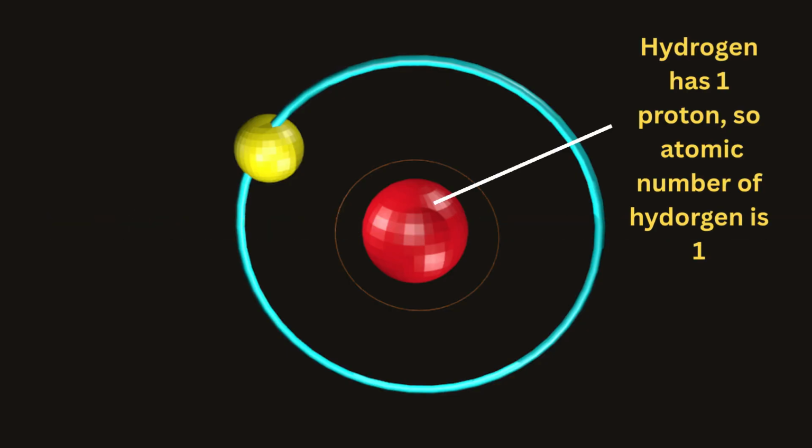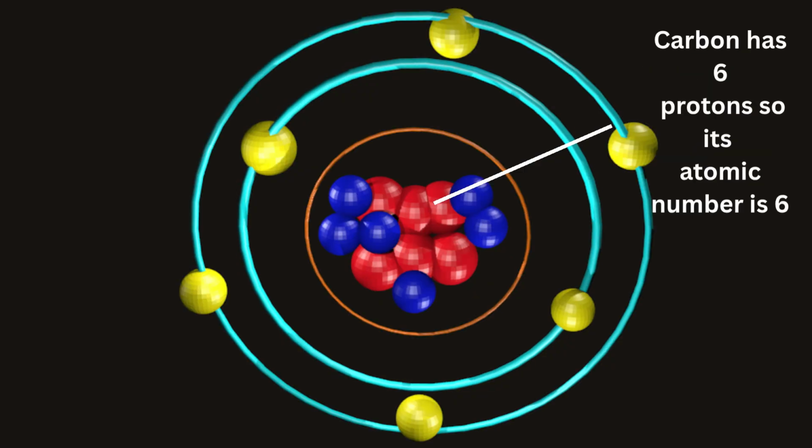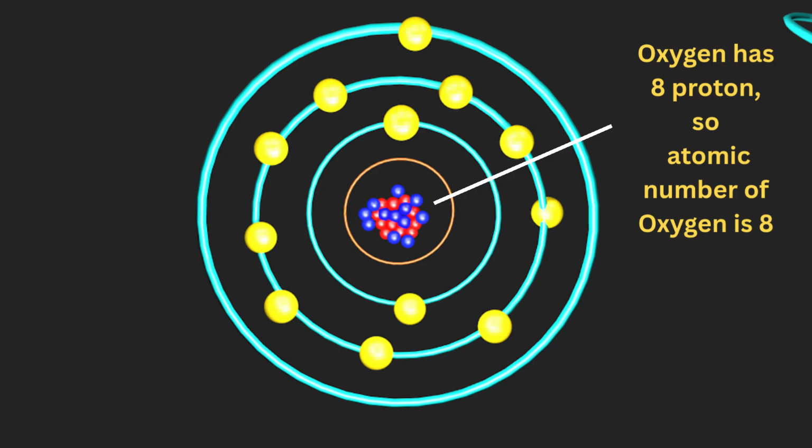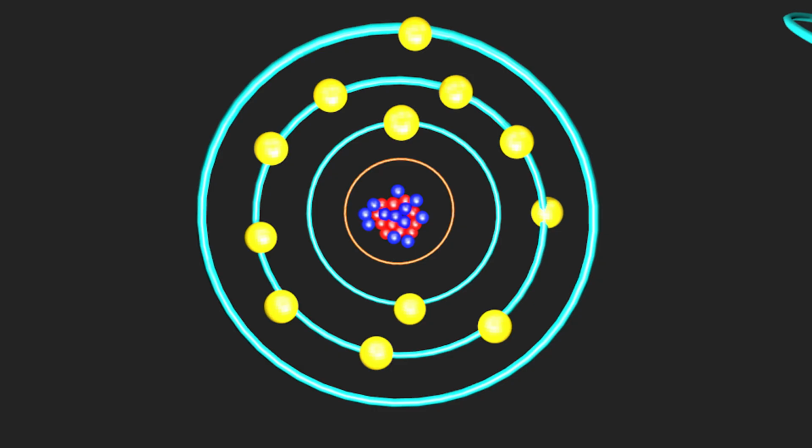For example, hydrogen has 1 proton, helium has 2, carbon has 6, oxygen has 8. If the number of protons changes, the element changes completely. Every element on the periodic table has its own unique number of protons. That's why atoms of different elements behave differently.